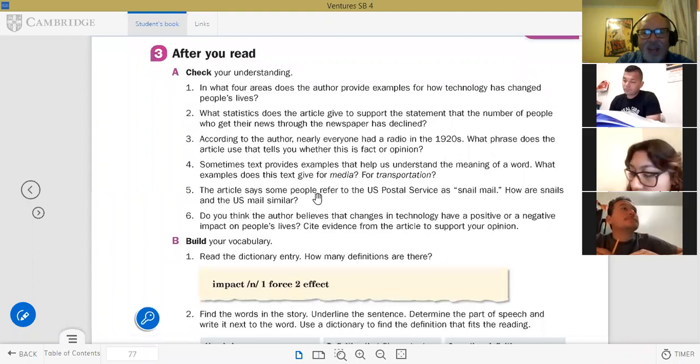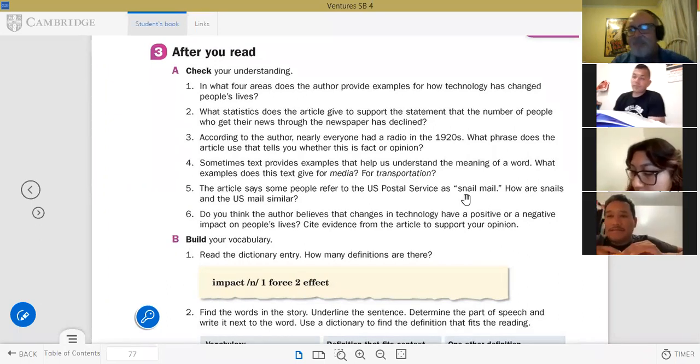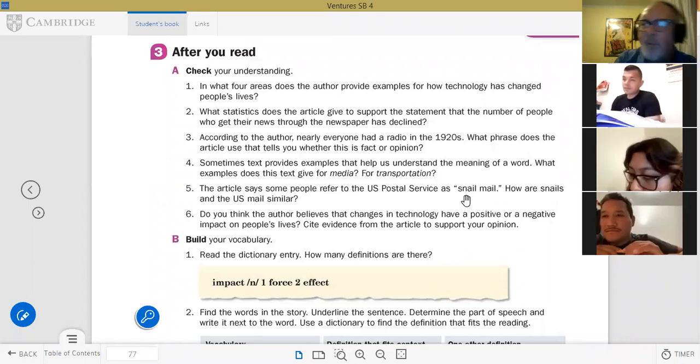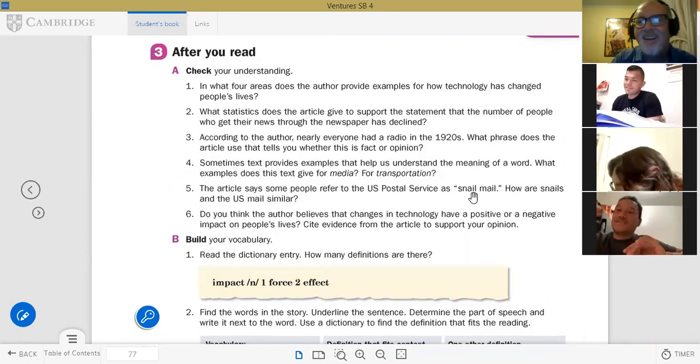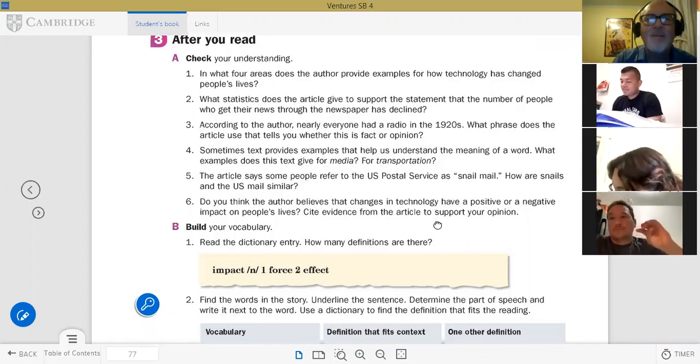The article says some people refer to the postal service as snail mail. Does everyone know what a snail is? Yep. Un caracol. What do you call it? Caracol. Caracol. All right. Yeah, the name is too slow. So they're both very slow. Exactly. They're both very slow. Okay. Oh, there's Julio coming back.